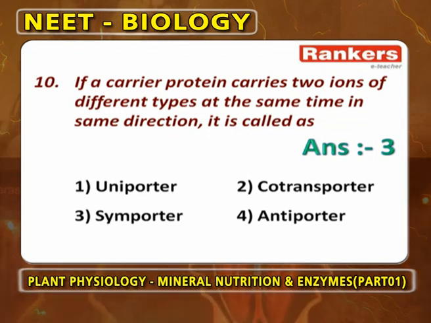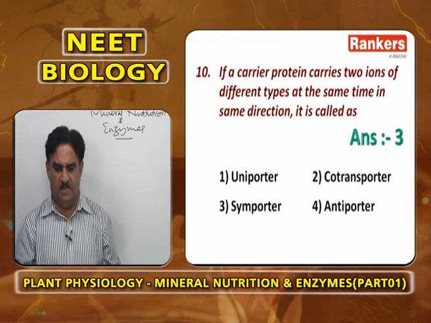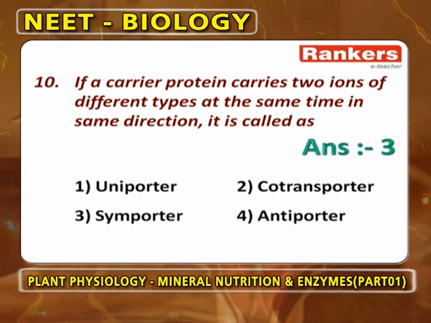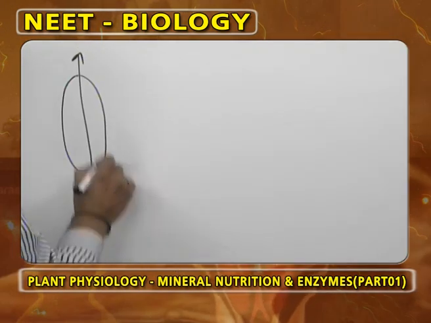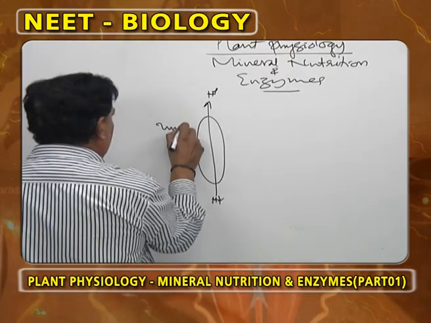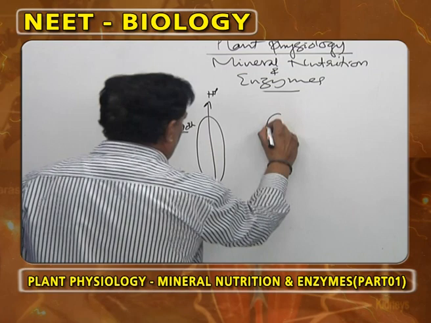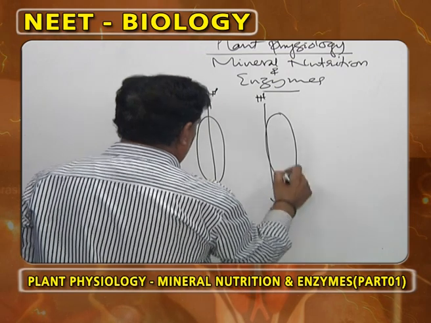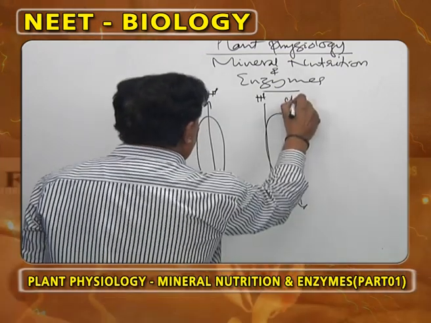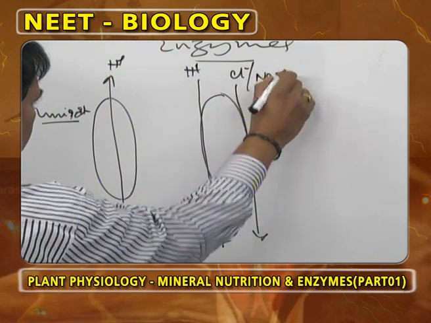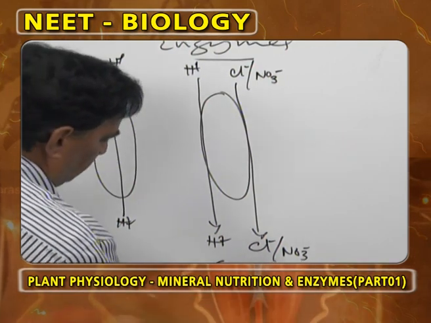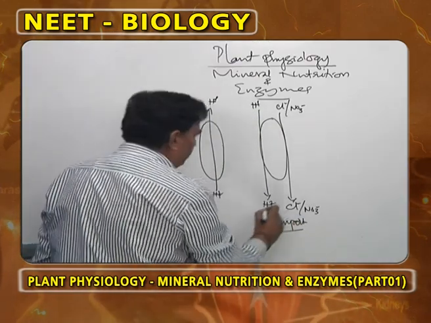If a carrier protein carries two ions of different types at the same time in the same direction, it is called what? If a carrier takes ions only in one direction, it is called uniport. If a carrier takes some protons inside and, along with protons, takes Cl minus or NO3 minus, something like that, it is called symport, because it is carrying the ions only in the same direction.